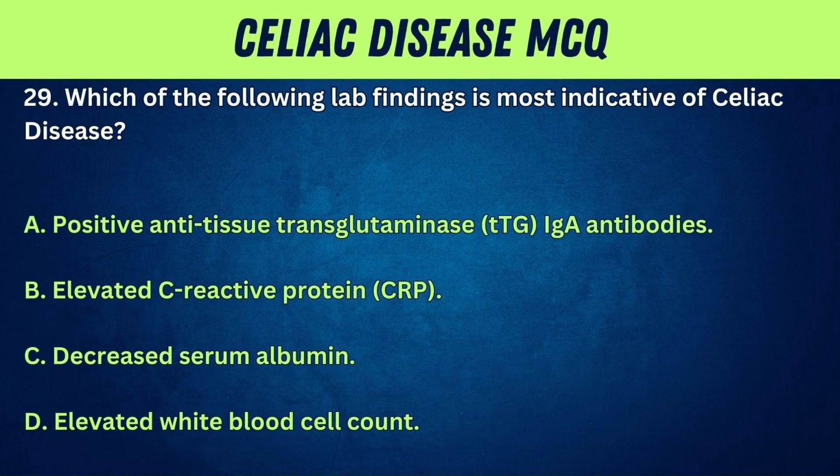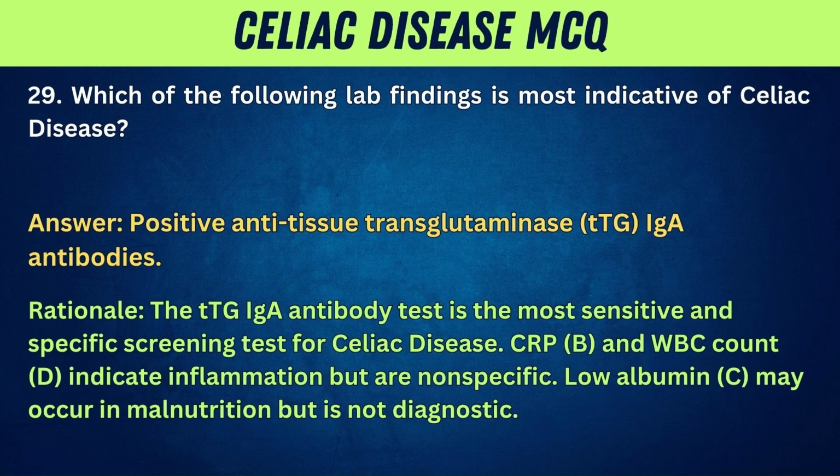29. Which of the following lab findings is most indicative of celiac disease? A. Positive anti-tissue transglutaminase, TTG, IgA antibodies. B. Elevated C-reactive protein, CRP. C. Decreased serum albumin. D. Elevated white blood cell count. Answer: positive anti-tissue transglutaminase, TTG, IgA antibodies.